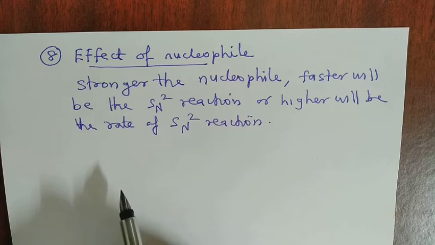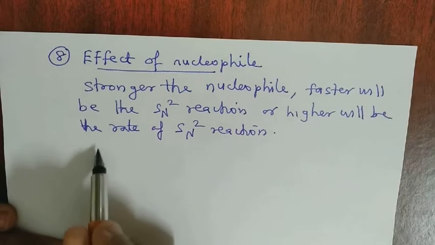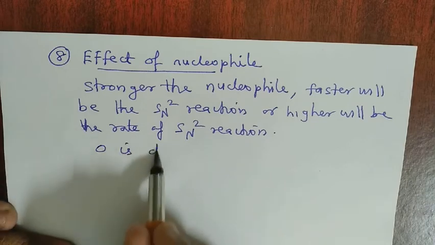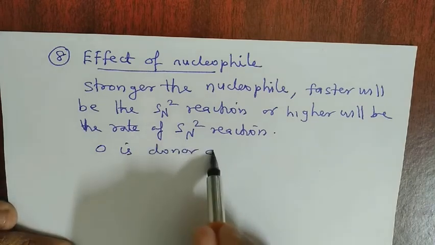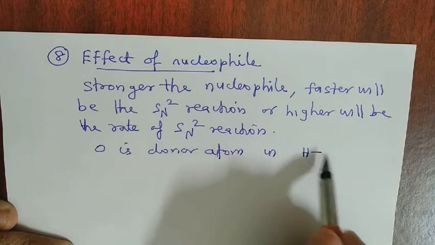A nucleophile is a species capable of donating a pair of electrons to a carbon atom in organic reactions. The atom that donates the electron pair to the carbon atom is called the donor atom. For example, the oxygen atom is the donor atom in the nucleophile hydroxide ion.